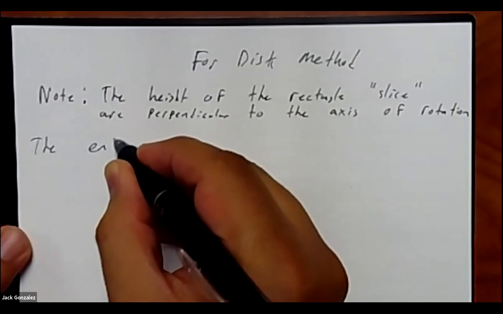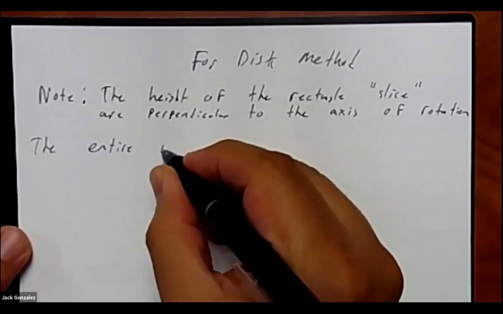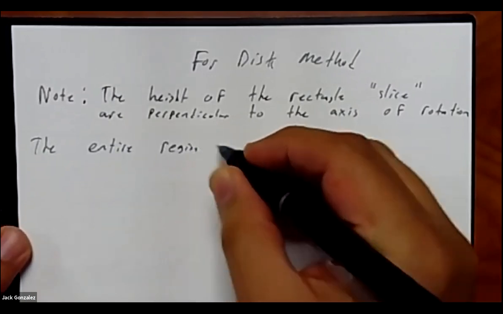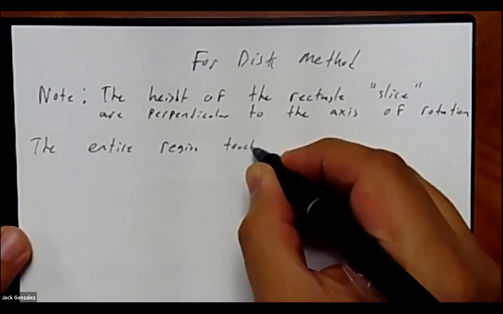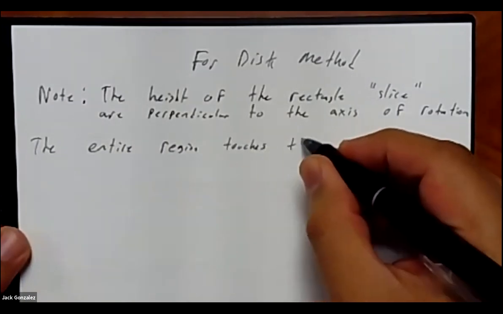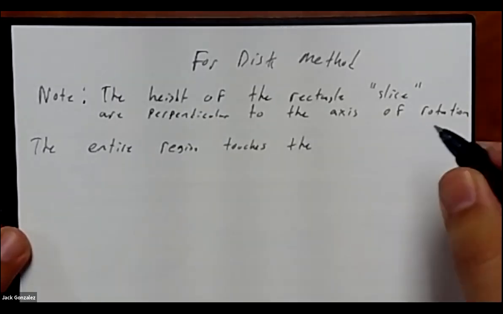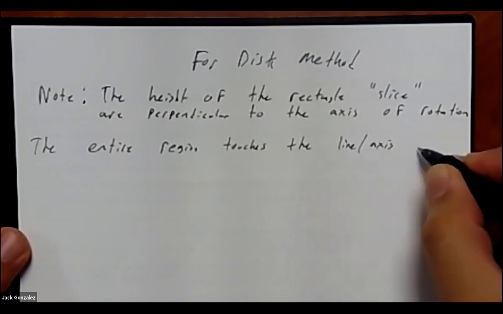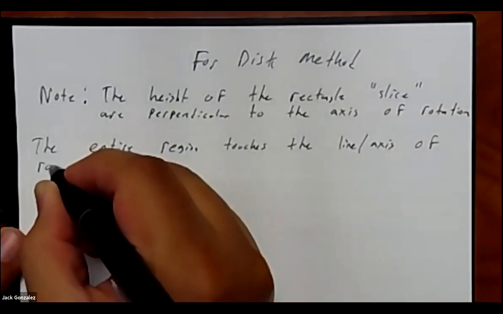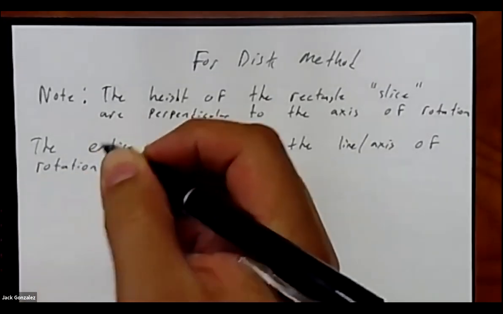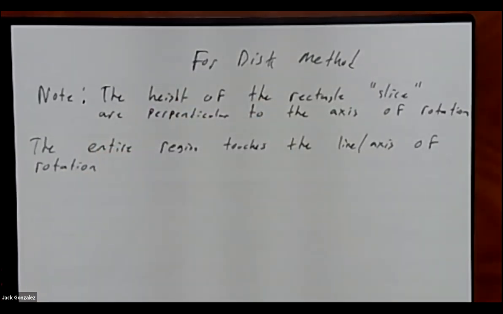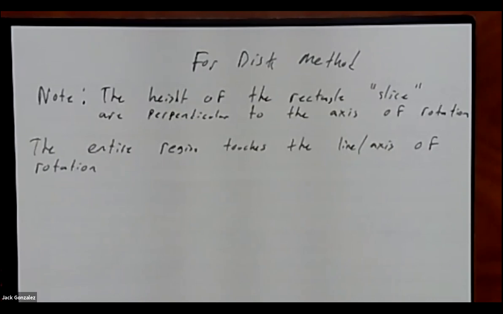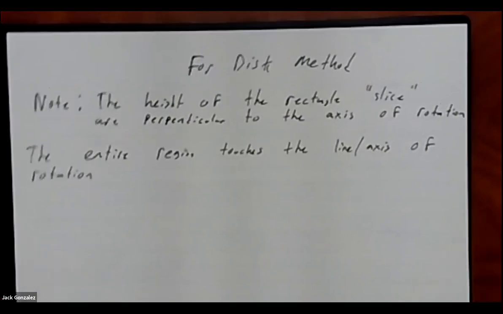The entire region touches the line or axis of rotation. Because if it doesn't, then you're going to have a hole when you do the rotation. If it's away from the edge, you start spinning it, you're going to have a donut, which is why we need a washer. So this is assuming, like we saw in these drawings over here.